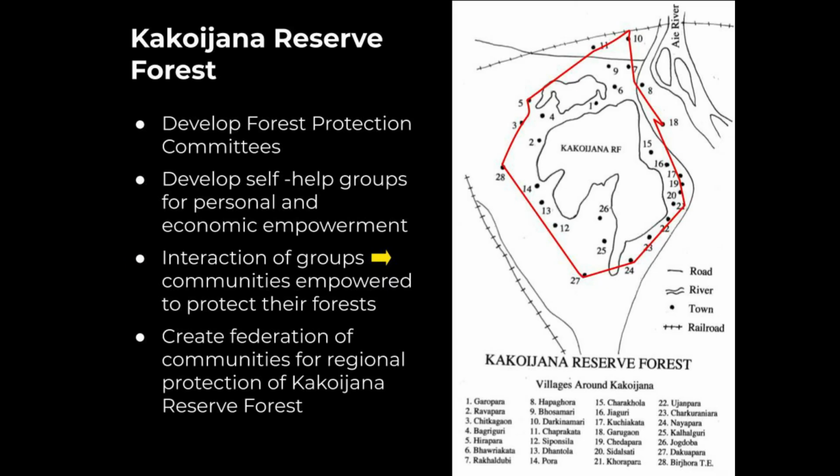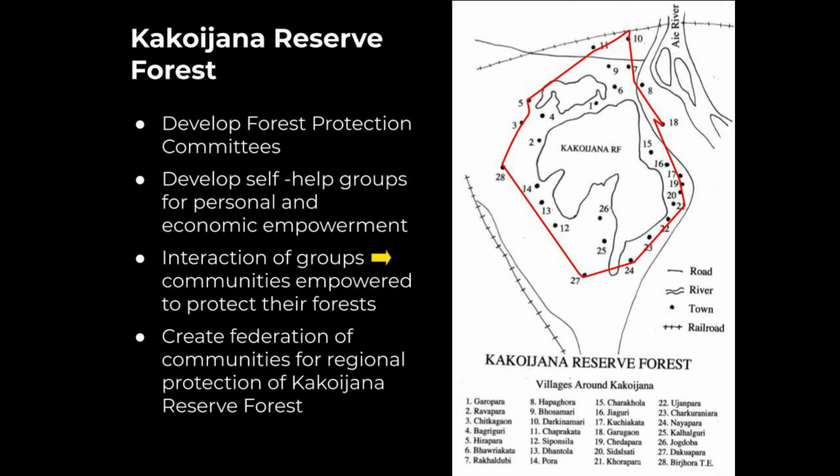Kakajana began as a model project. Nature's Foster focused on the 28 communities surrounding the Kakajana Reserve Forest, which was almost completely deforested by 1998. They involved the communities in reforestation and self-help groups. Neighboring villages were encouraged to work with each other, and eventually 2 federations were formed to protect the forests.